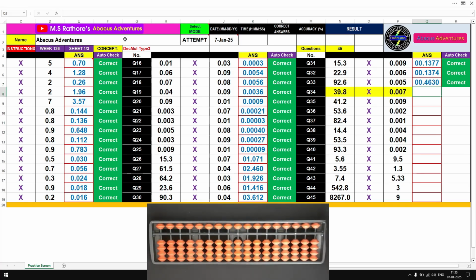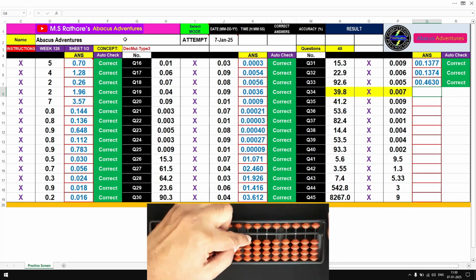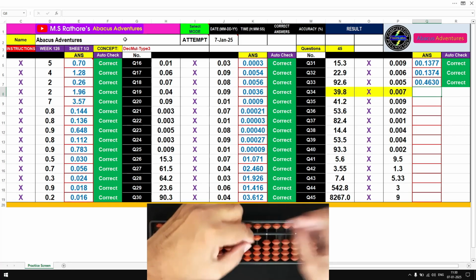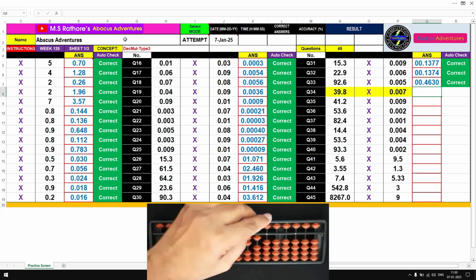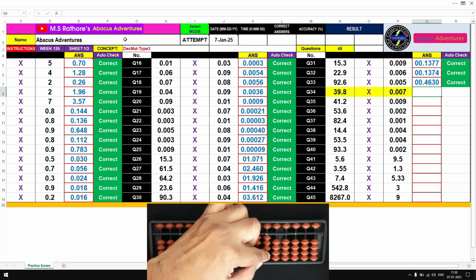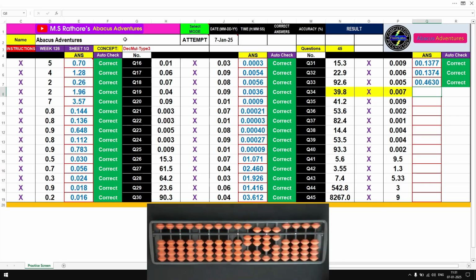Question number 34, 39.8 multiplied by 0.007. Let's begin from rod number 0. 7 3s are 21, shifted. 7 9s are 63, shifted. 7 8s are 56. And the answer is 00.2786.